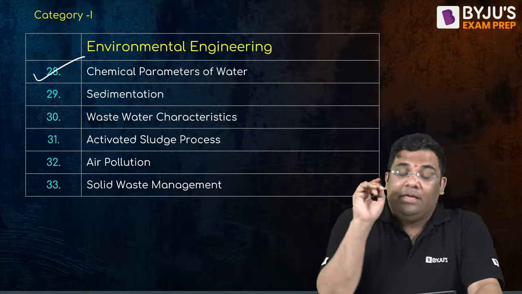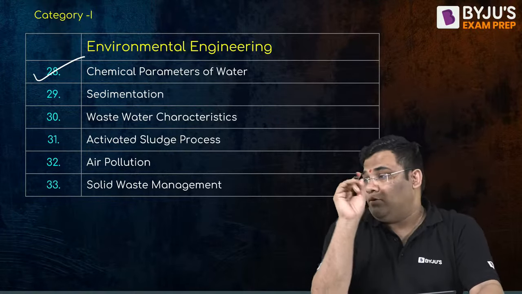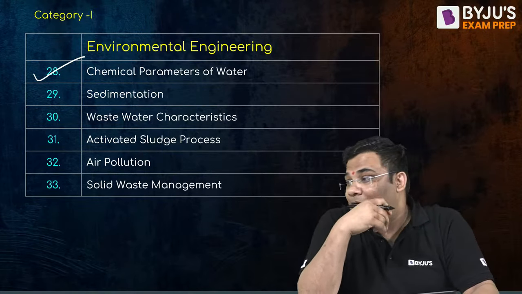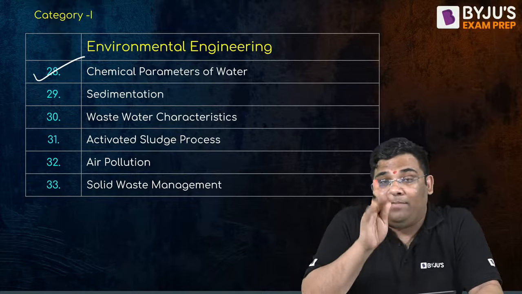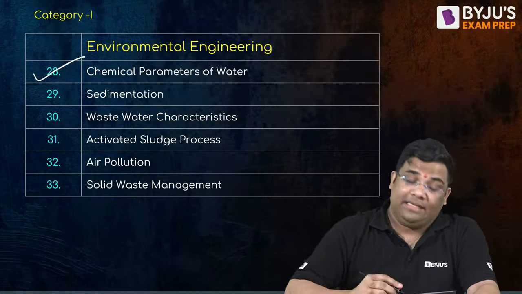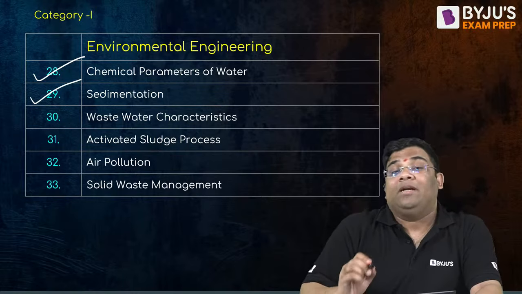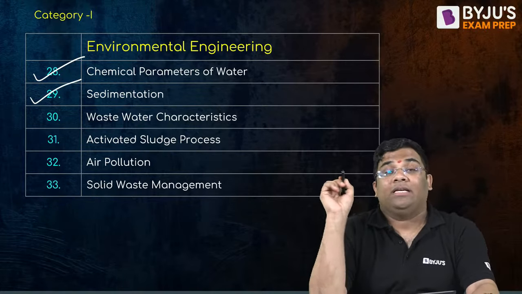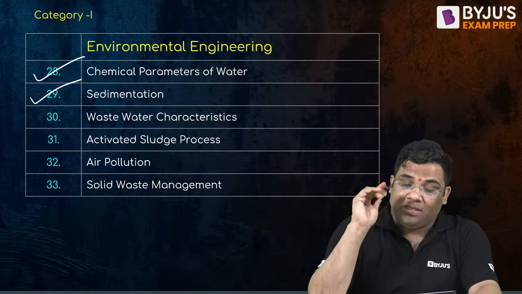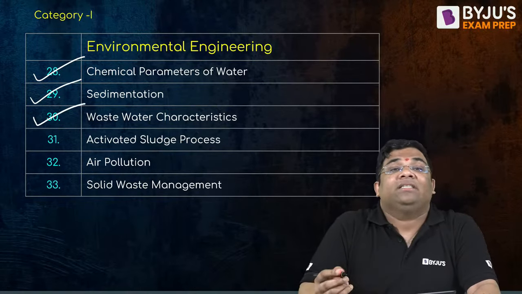Now, chemical parameters of water. We'll take the doubts some other day, but first let us complete this because we have another session by Richa ma'am at 10:30. So chemical parameters, first you should complete. Then in sedimentation, you should complete plain sedimentation and coagulation-aided sedimentation. Both sedimentation are important. Then wastewater characteristics.